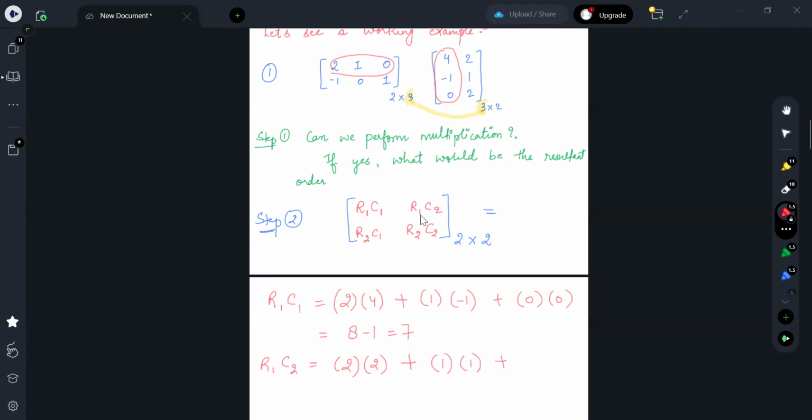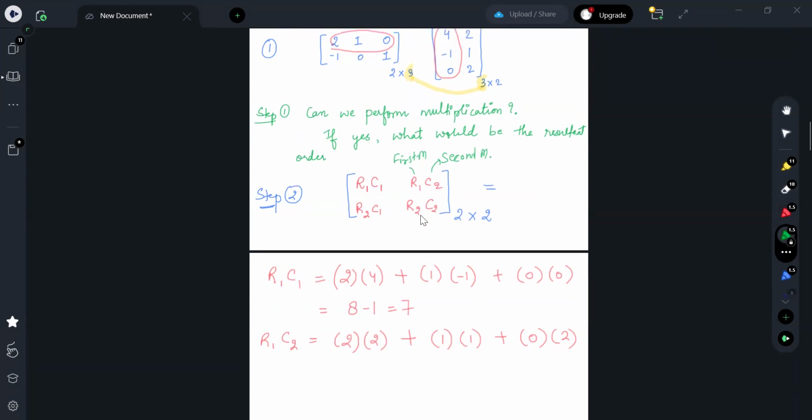Plus. Last entry of row 1 is that. Column 2 is 2. So this is clear. And same thing here. So this is the first matrix, and this is the second matrix, right? Now, let's calculate each other entry.